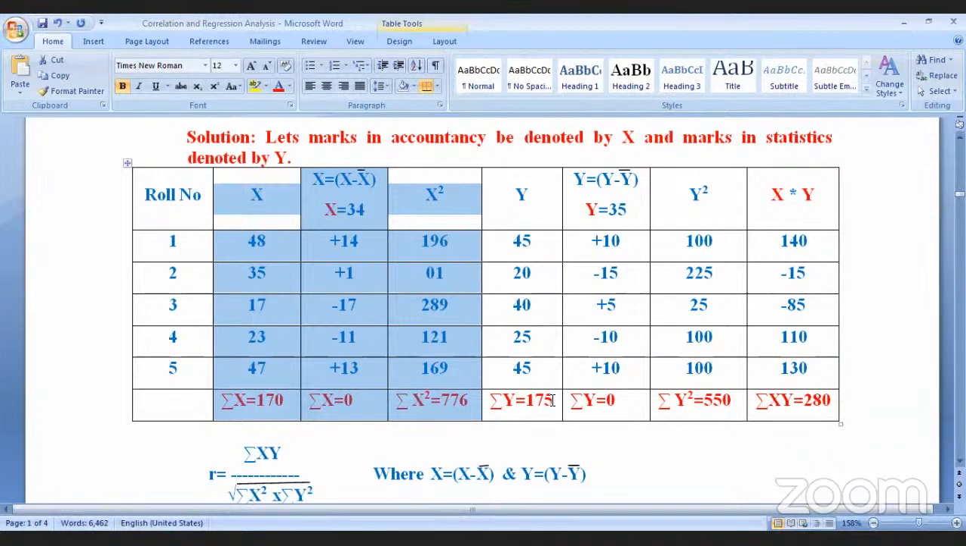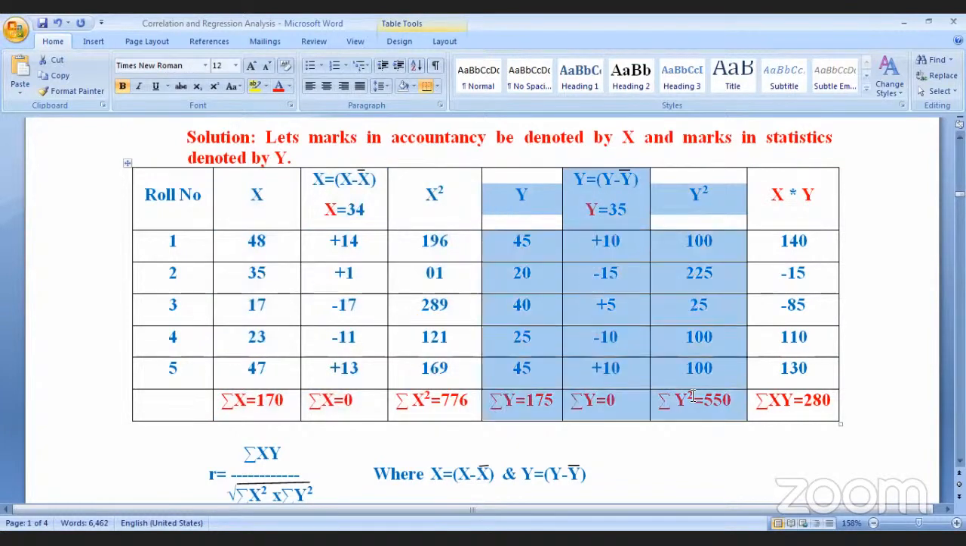So 45 minus 35, that is plus 10. 20 minus 35, that is minus 15. 40 minus 35, that is plus 5. 25 minus 35, that is minus 10. 45 minus 35, that is plus 10. So sigma Y is equal to 0. Then 10 square is 100, 15 square is 225, 5 square is 25, 10 square is 100, 10 square is 100. So this part also we completed.